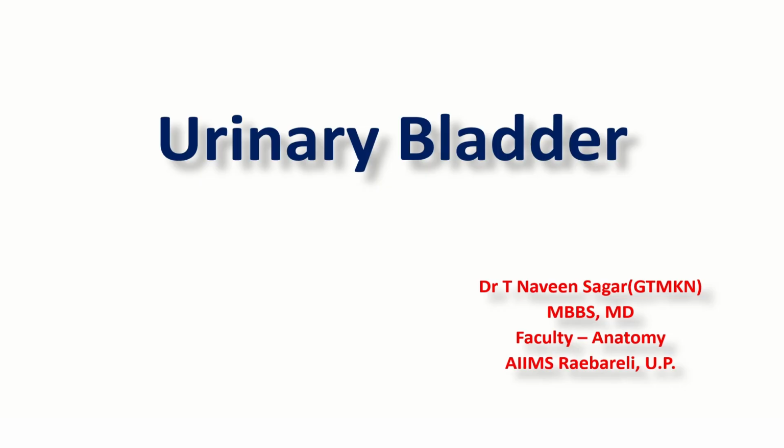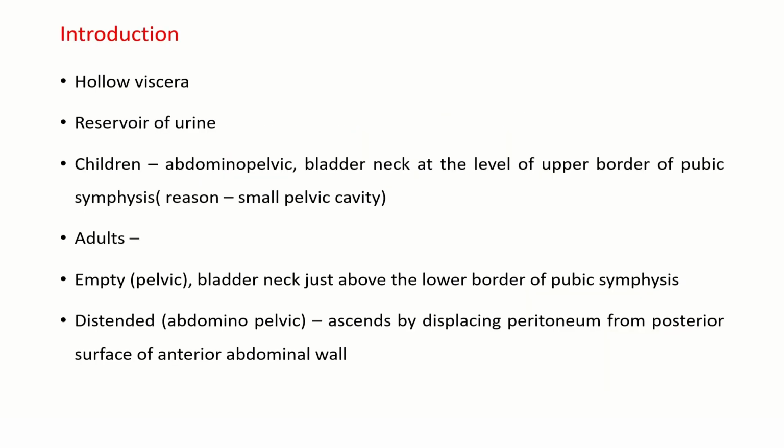In this session, we'll be dealing with the gross anatomy of urinary bladder. Urinary bladder is a hollow viscera. It serves as a reservoir of urine. So in children, it is abdominopelvic because the pelvic cavity is small and the bladder neck is at the level of upper border of the pubic symphysis.